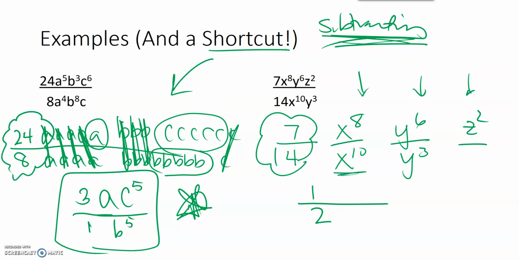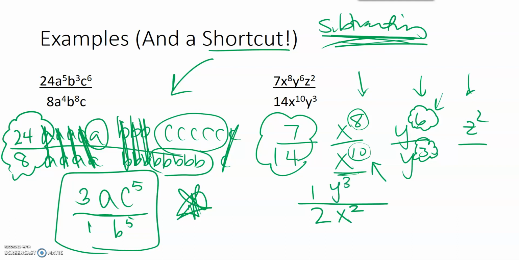Here, with all of these, I want to take the bigger exponent minus the smaller one every time. So on this one with my x's, I'm going to do 10 minus 8. 10 minus 8 is 2. Now, the bigger exponent is in the denominator, so I'm going to put x squared in the bottom. On the next one, same idea. I do the bigger exponent, 6 minus 3. Well, 6 minus 3 is 3. And the bigger exponent is in the numerator, so I have a y cubed in the top.